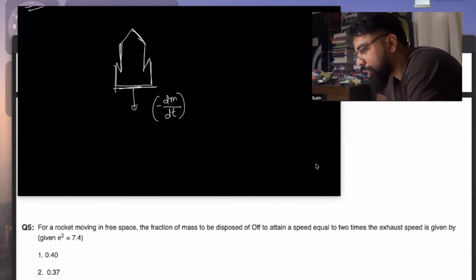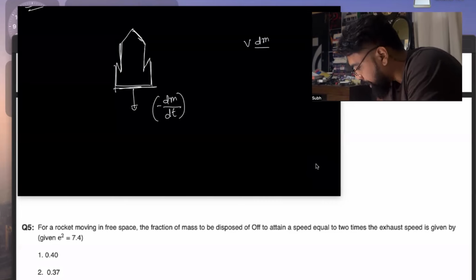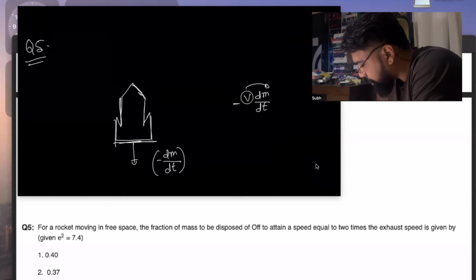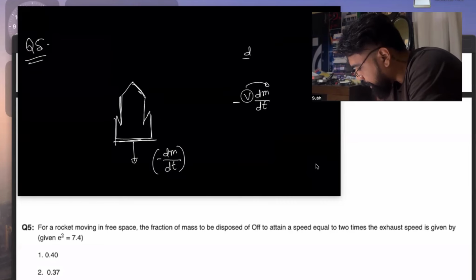And if there is a constant burning of mass, if the mass is changing, that means there is a momentum change. And we all know from Newton's second law equation, the force is V dm/dt. Okay, so you can imagine that this V being inside the derivative, so that is basically d/dt of mv. Okay, this is the force that is acting on the rocket.